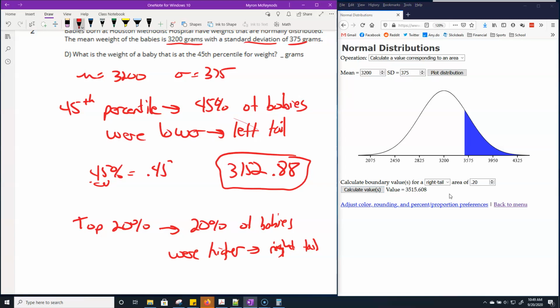Percentile means you use left tail, because percentile by definition is that percentage of them were lower. And top 20% by definition means that percentage were higher. All right, that is number 2 for 5.04.